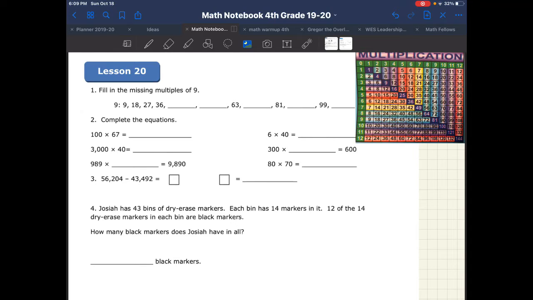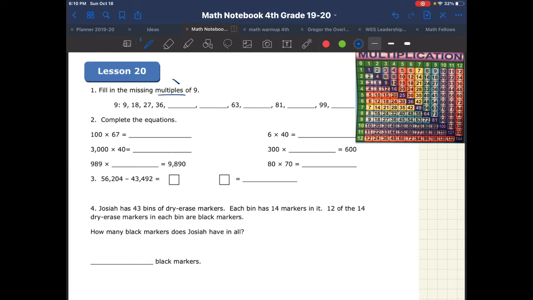Okay, here is your daily math entry activity for lesson 20. Remember, your target here is to attempt different math strategies and then to check your thinking carefully. So number one is fill in the missing multiples of 9.